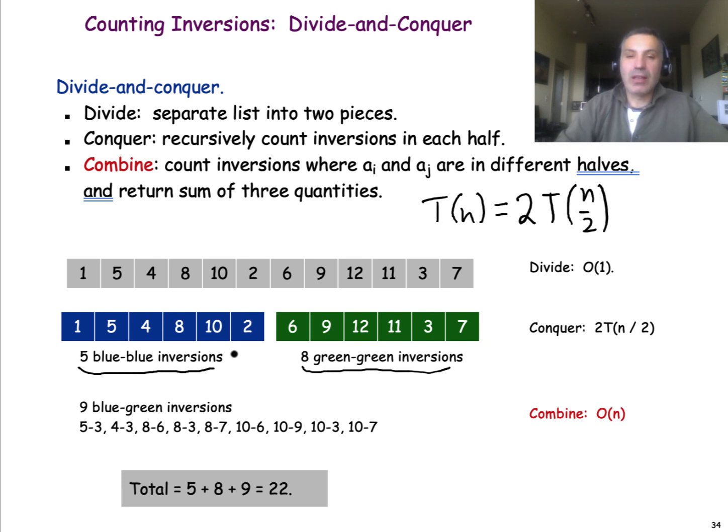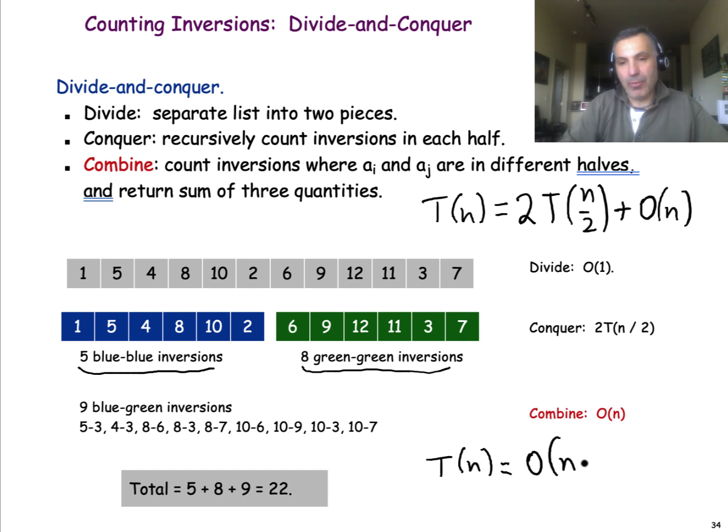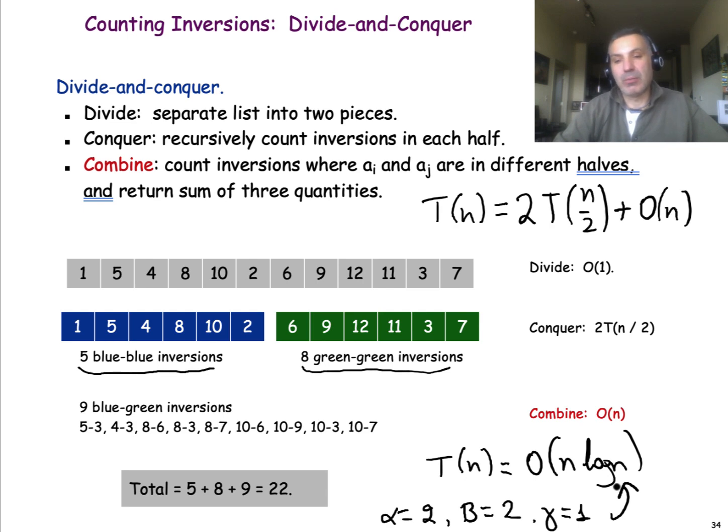And that function takes linear time because remember we were going through each of the elements of the blue and the green array only once. So the time to combine the solutions is O(n). Now this is exactly the same recursion we had with merge sort. So if you want, you can just tell me that the running time should be the same, O(n log n). Or of course you could use the master theorem and the case of alpha equal 2, beta equal 2, and gamma equal 1 would also give us the same asymptotic running time.